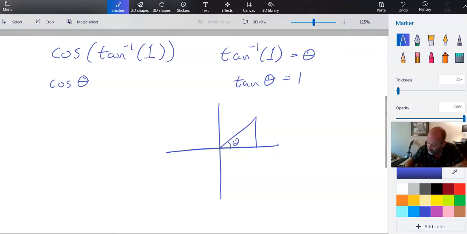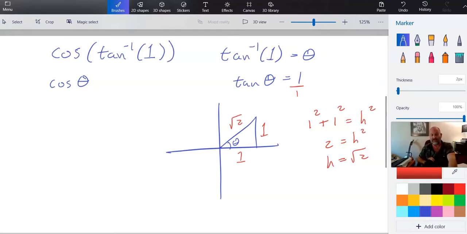And if we're going to have a value of 1, well, 1 is 1 over 1. So I'm going to say that this is a 1, and I'm going to say that this is a 1. And so this side here, 1 squared plus 1 squared equals, I'll call it h squared since it's the hypotenuse. So that means 2 is equal to h squared, and so h is equal to the square root of 2. Now we have all the sides of the triangle. We can figure out any trig function we want. Cosine theta is going to be the adjacent over the hypotenuse, which is 1 over root 2.